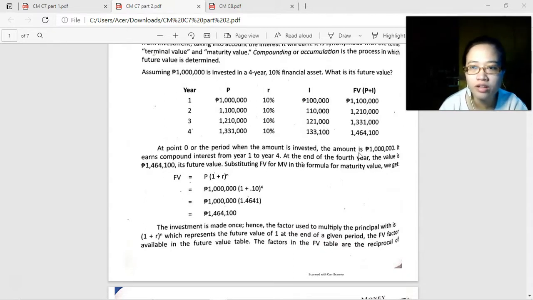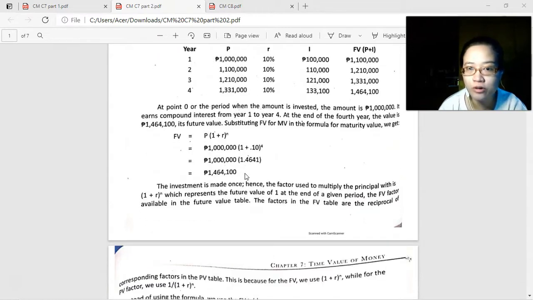Okay? So, at point 0 or the period when the amount is invested, the amount is 1 million. So, yun yung present value. It earns compound interest from year 1 to year 4. And at the end of the fourth year nga, ang value niya is ito na, 1.4 million. Okay? The future value.